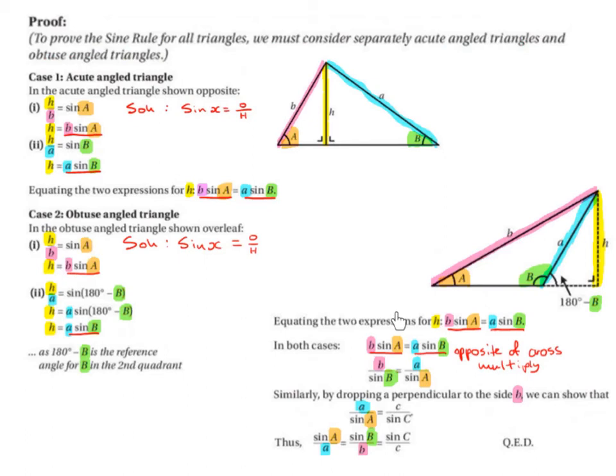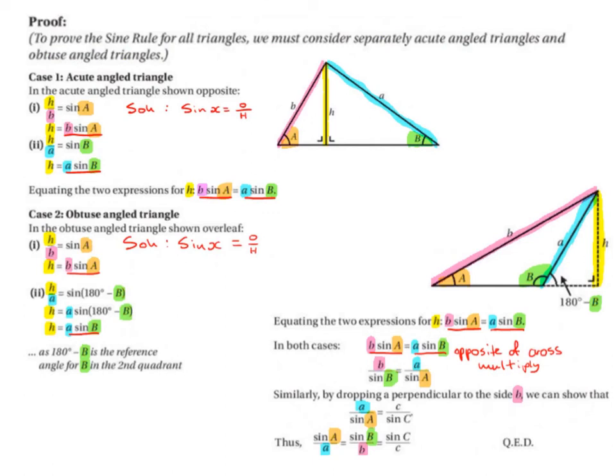So equating the two expressions for h, remember we got h equals b sine of A, and we got h equals a sine of B. So we have b sine of A equals a sine of B. So in both cases, we have b sine of A equals a sine of B.